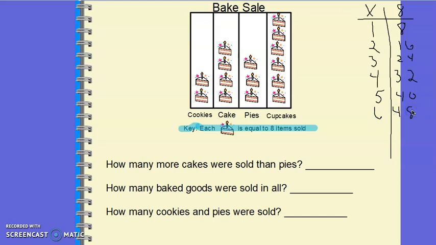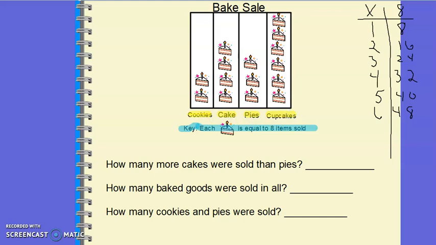All right, so now let's take a look at each of our kinds of items that are in our bake sale. So I'm going to look at the bottom of my chart. I have cookies, I have cake, I have pies, and I have cupcakes.